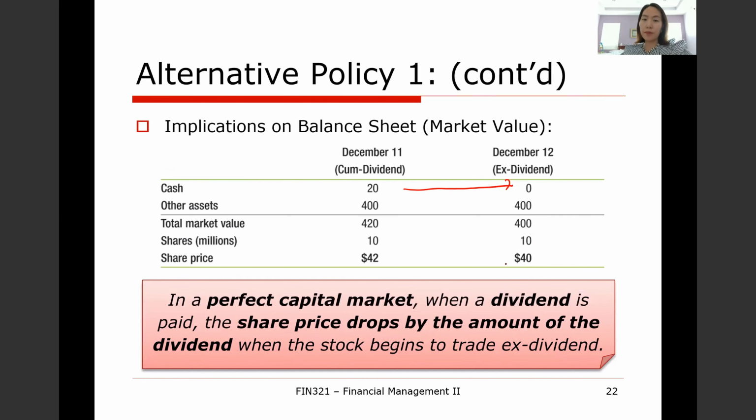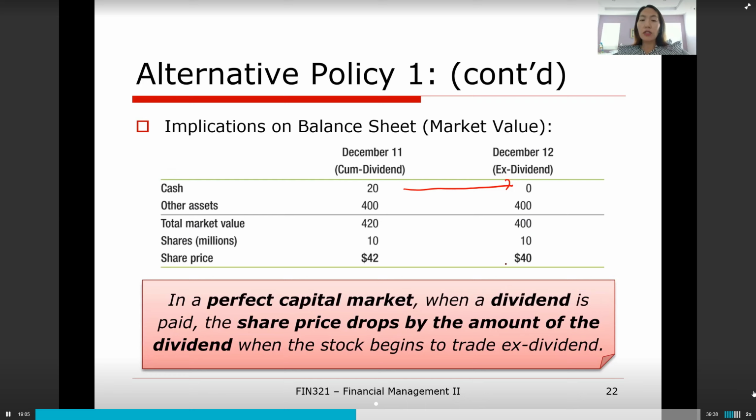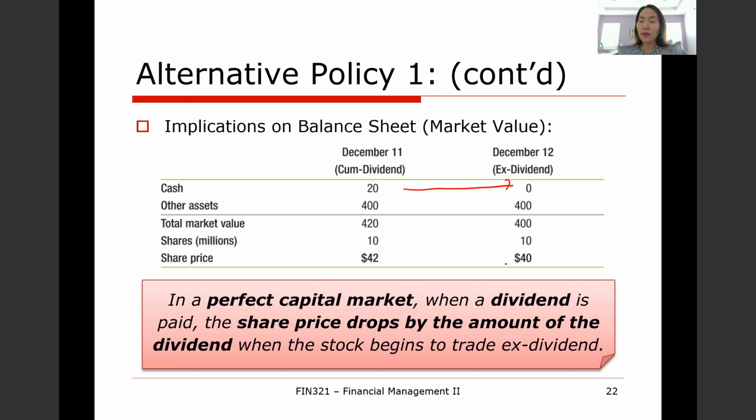So, summarizing the first outcome in a perfect capital market: if a firm pays a cash dividend, then the stock price drops by the amount of the dividend per share when the stock begins to trade ex-dividend. Recall, keep this outcome in mind. We are not making any judgment on this.